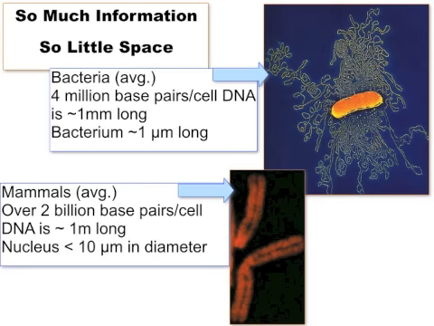The thing is, there's a lot of DNA that must be packed into a cell. Bacteria have on average 4 million base pairs of DNA per cell. This is approximately 1 millimeter long, but the bacterium is 1 micrometer long. That is a big difference. In mammals, it's even worse. We have over 2 billion base pairs of DNA per cell. And our DNA is 1 meter long, but the average nucleus is less than 10 micrometers in diameter. That's a lot of information to store in such a small space.